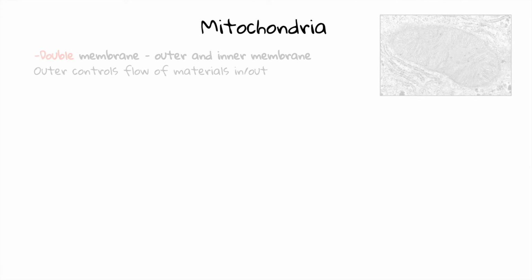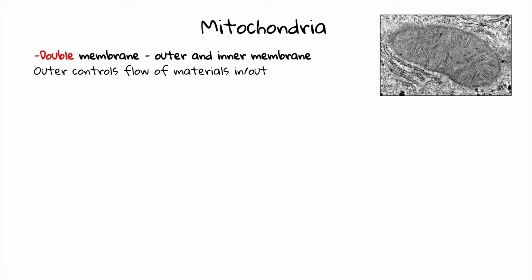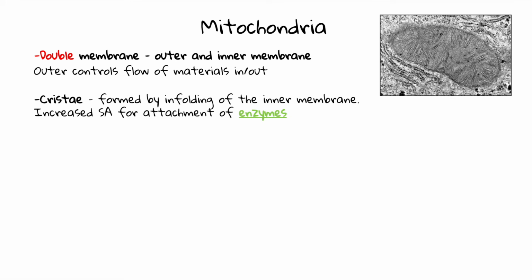Now we have mitochondria. It also has a double membrane, outer and inner membrane. The outer one controls the flow of materials in and out. The cristae are formed by infolding of the inner membrane. This increases the surface area for attachment of enzymes. It has a fluid matrix, which is kind of like the cytoplasm in the cell.